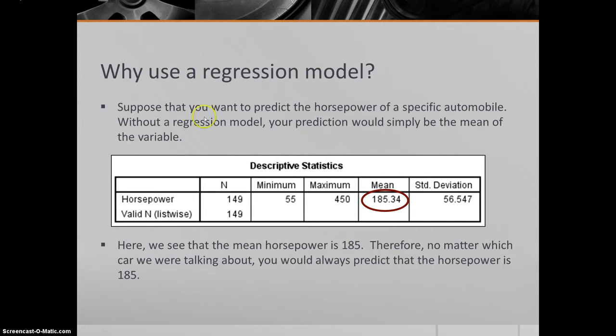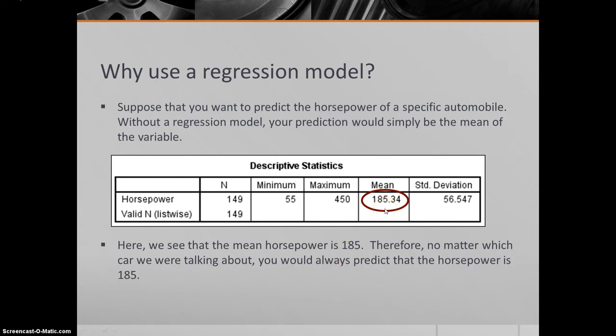So without any kind of a regression model, any kind of model, your prediction is going to be the mean of the variable. So let's say you have a sample of all the cars, or I guess it would be the population, all the cars, so 149 cars, and we know the range for horsepower is 55 to 450, so really a car that's not very powerful to one that's really powerful, and the mean is 185. So the average horsepower of a car is 185. So no matter what car we're talking about, we'd always predict that the horsepower is 185.